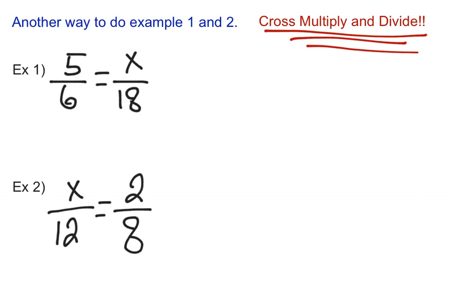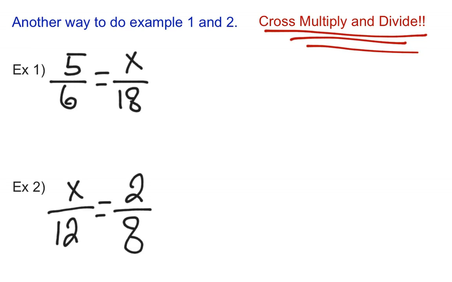Now what I would like to do is do those exact same two problems again. So if you see on this page, I have example 1 and example 2 written down again. They're the exact same problems that we did. But you'll see right in blue here I say another way to do example 1 and 2. There is another way, and this is what you guys are going to love. Okay? Cross, multiply, and divide.